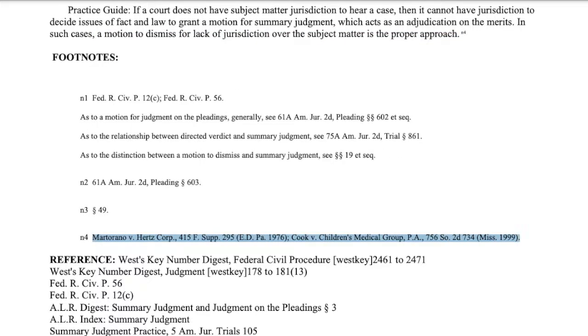Hertz. Martorano versus Hertz. That's in 1999 in Mississippi. Oh, no, that's a different one. It's 1976 in, looks like, Pennsylvania. And we have Cook versus Children's Medical Group. And then we have Mississippi in 1999. That's what that is. This professional association, I think that's Pennsylvania. I'm not sure. All right.